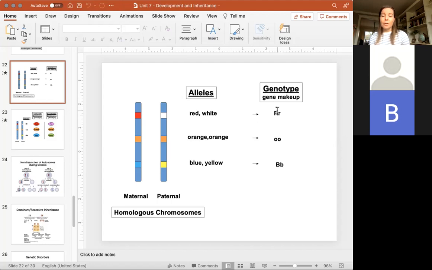The genotype refers to the alleles that you have. So there's one red allele and one white allele. They are represented with a letter. And usually you use the letter for the allele that's dominant. So the red one is dominant, we use the letter R, and the dominant allele gets a capital letter. The recessive allele gets a lowercase letter. So the genotype would be capital R, lowercase r. That means you have one dominant allele and one recessive allele.